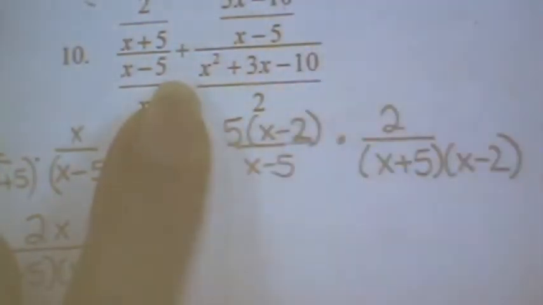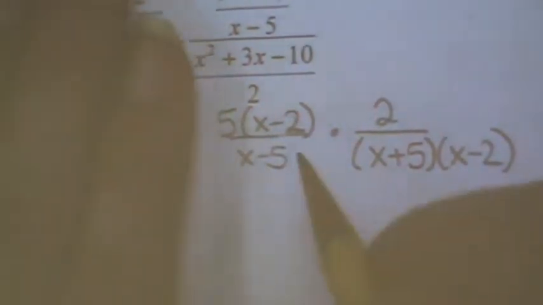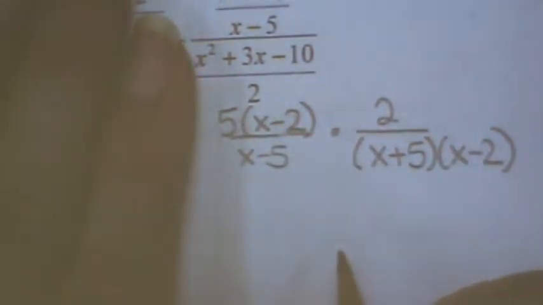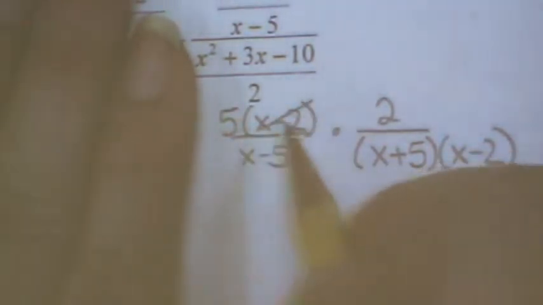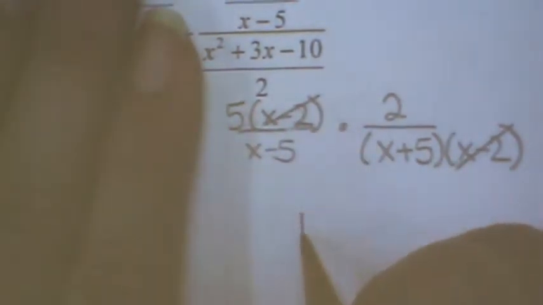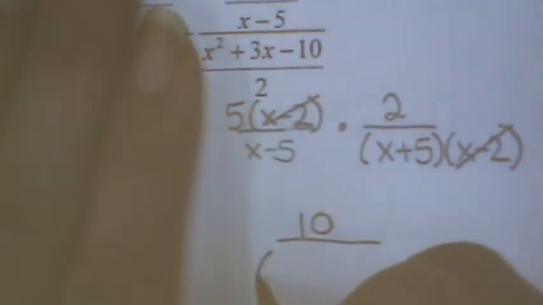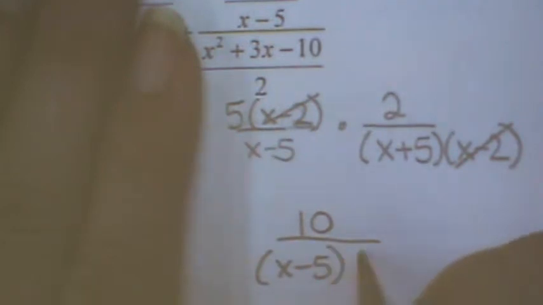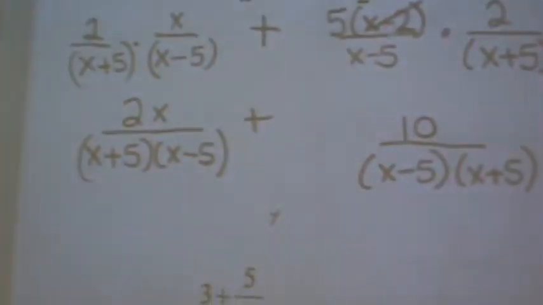Is there anything we can cancel? X minus 2. So what does this become up here? 10 over x plus 5, x minus 5. Okay, now what are they asking you to do? Add those. So what do you get?